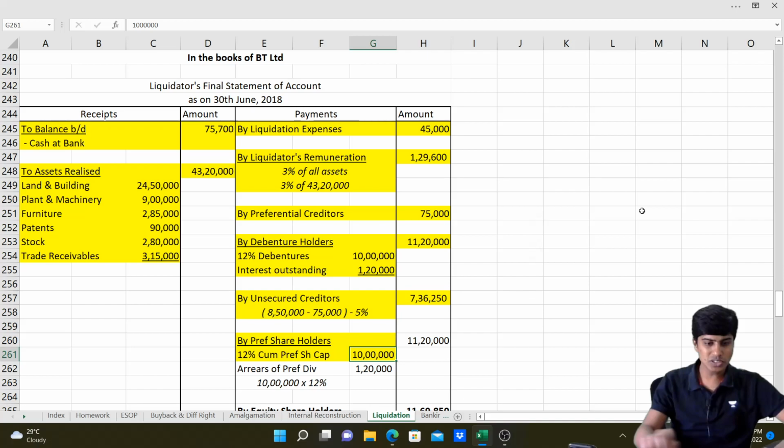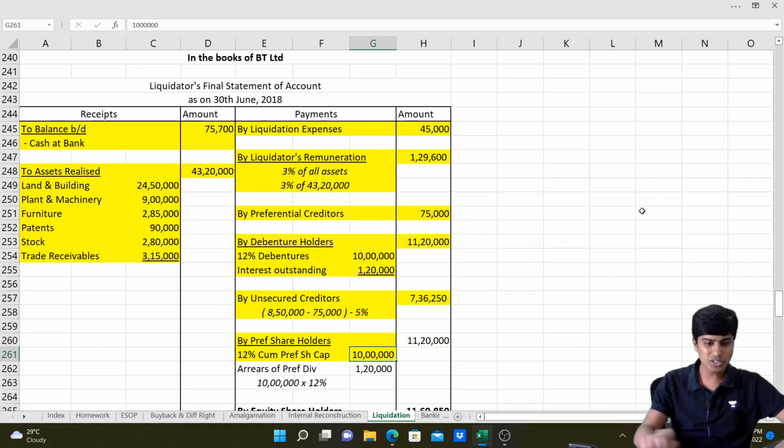We have 11,69,850 to be paid. Assume that I'll make a notional call of 25 rupees on that 10,000 shares and a notional call of 40 rupees on 20,000 shares. So I'll do 25 rupees per share into 10,000 shares, 40 rupees per share into 20,000 shares. I get that money, which is not the call that we're making. We're expecting to make that call, notional call.